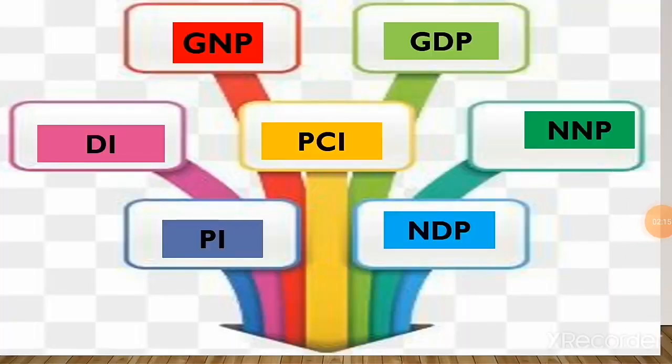Next we saw various terms associated with measuring of national income. That is GNP, gross national product, GDP, gross domestic product, NNP, net national product, NDP, net domestic product, PCI, per capita income, PI, personal income, DI, disposable income. So these are the various terms associated with measuring of national income.